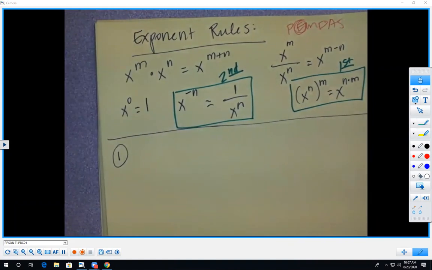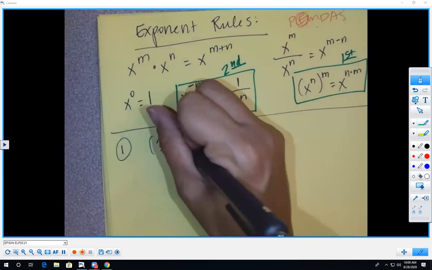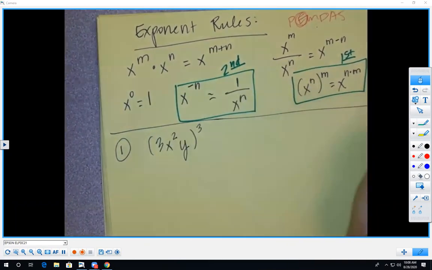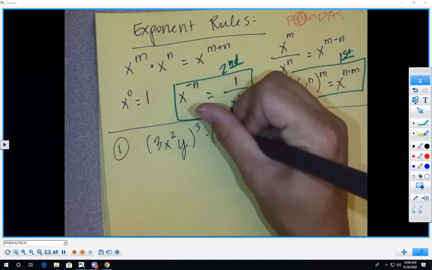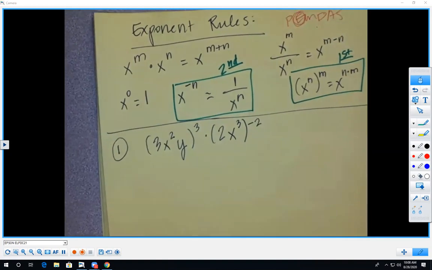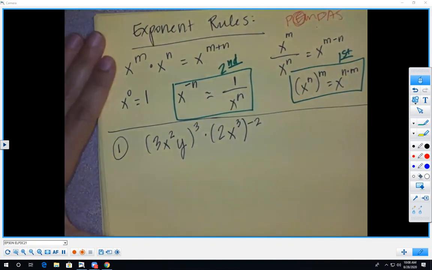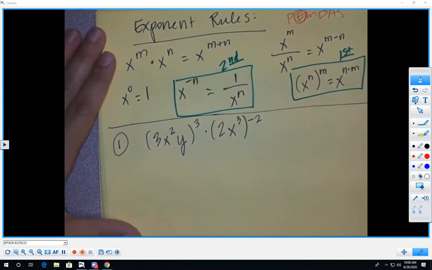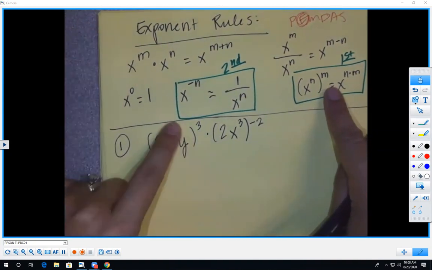Okay, so let's start off with the problem. 3x squared y, all raised to the third power, times 2x cubed raised to the negative 2 power. Okay, so the first thing I want to do is get rid of the parentheses. I'm going to distribute this power into everything.